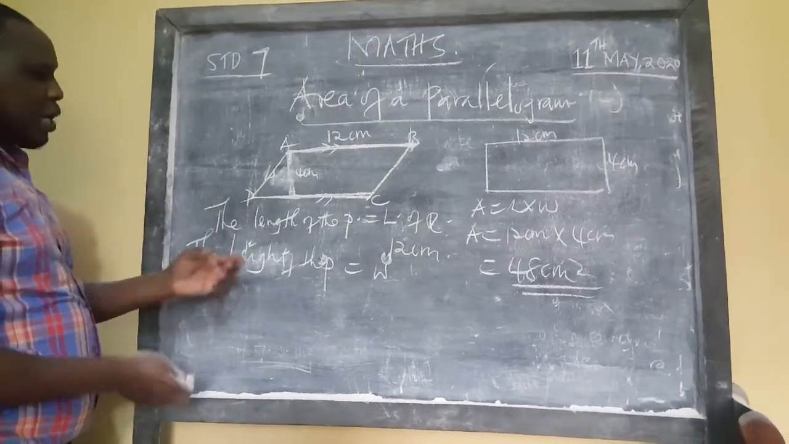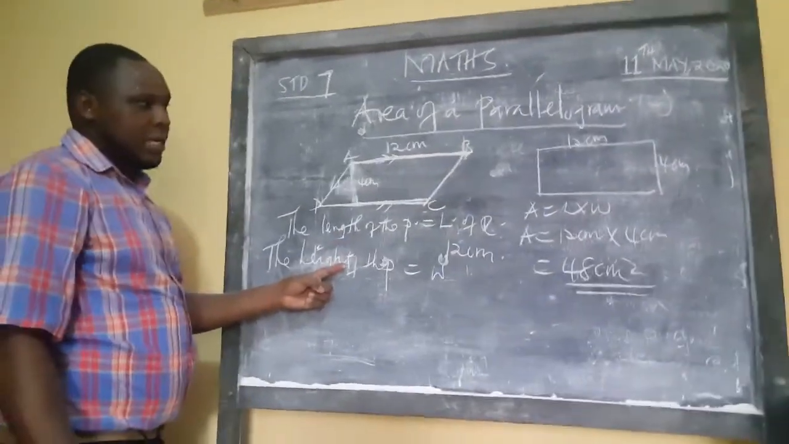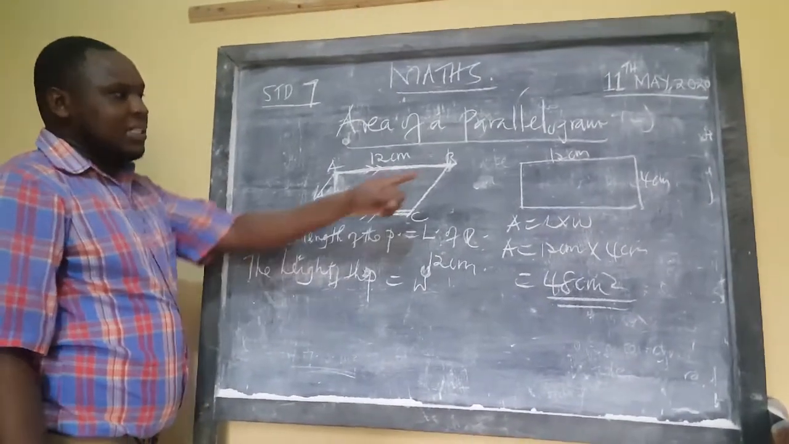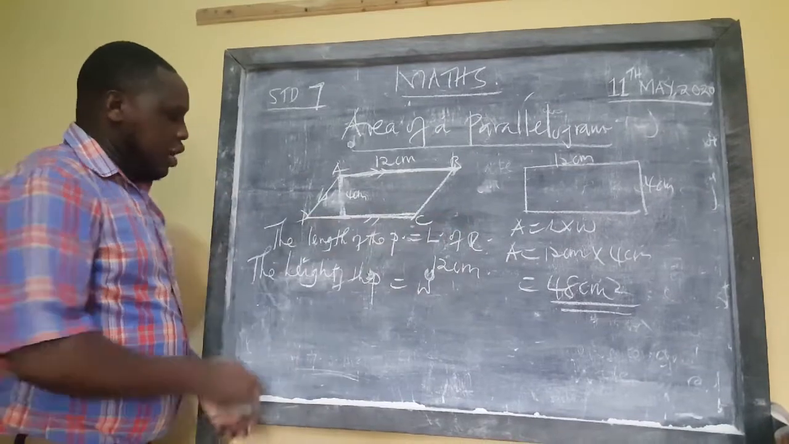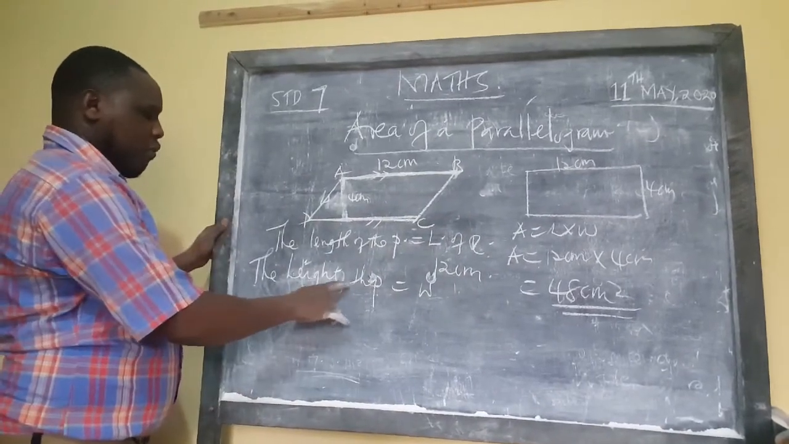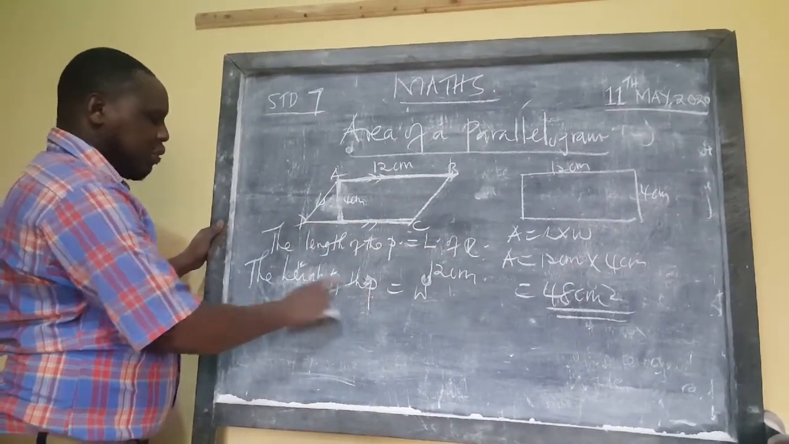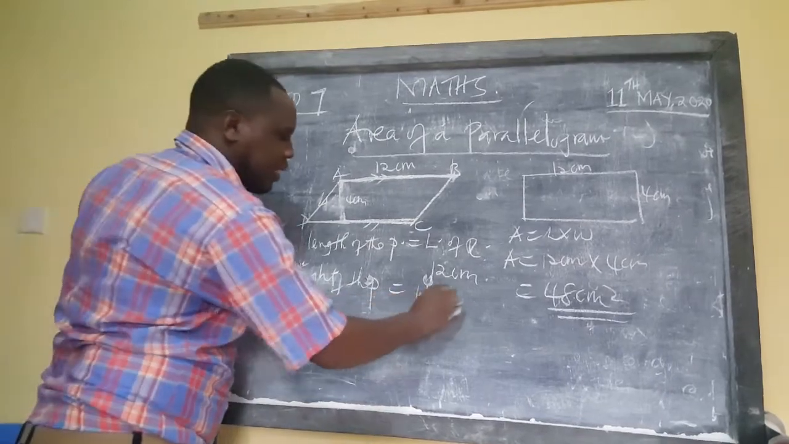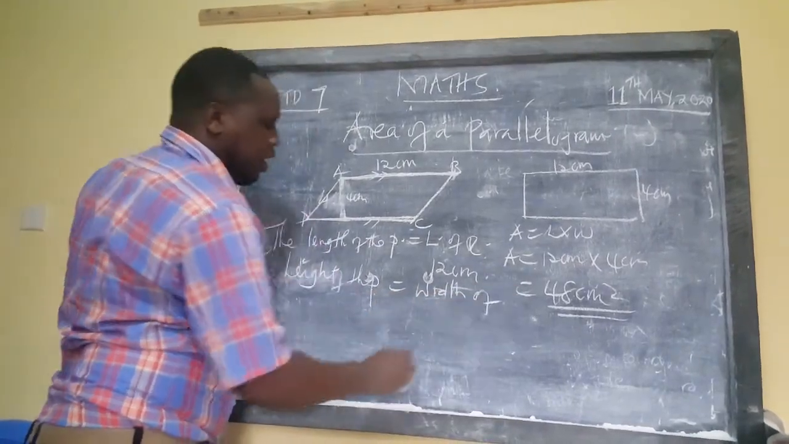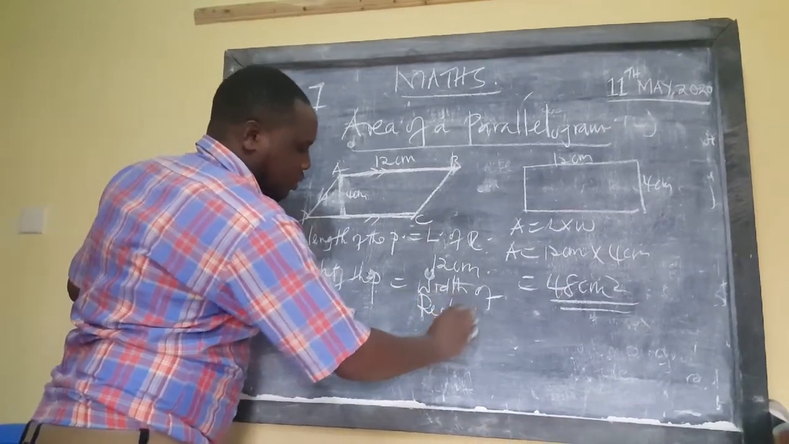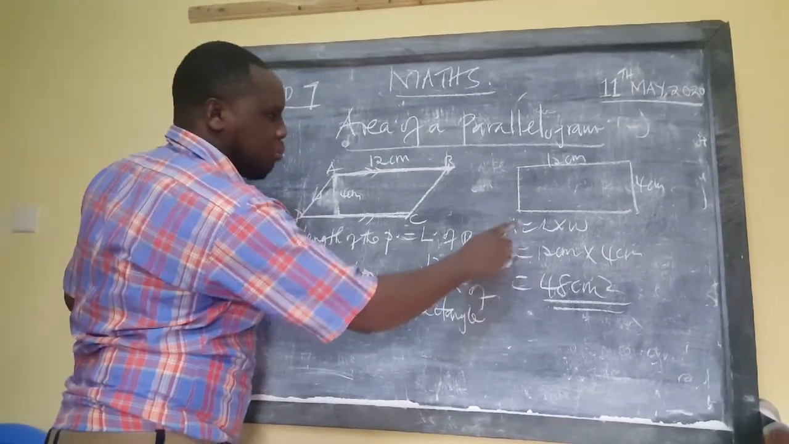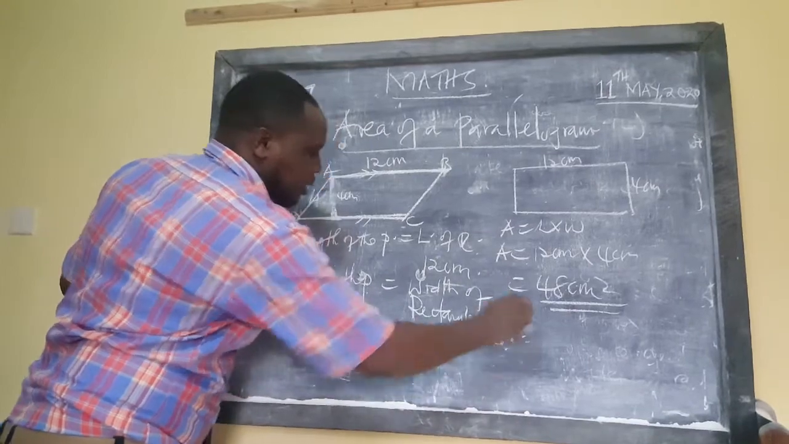Because in the parallelogram we talk about a length and a height, but in a rectangle we talk about a length and a width. So the height of the parallelogram will be equal to the width of the rectangle. And the width of the rectangle is going to be 4 centimeters.